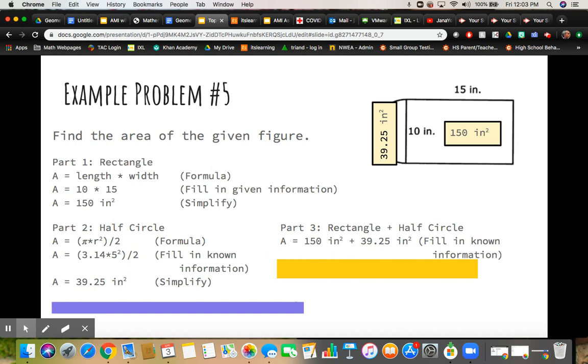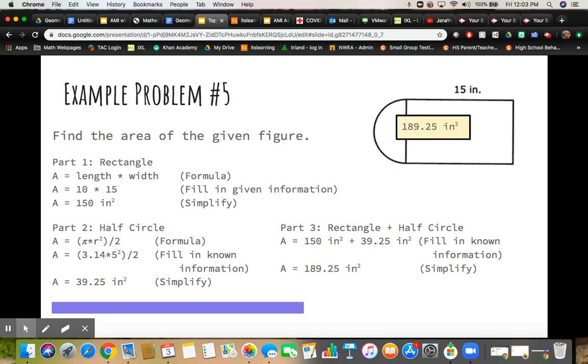So plugging in that information, I'm given that the area of the entire figure is 189.25 inches squared. And just once again, because I love sentences, I'm going to say the total area of the figure is 189.25 inches squared.